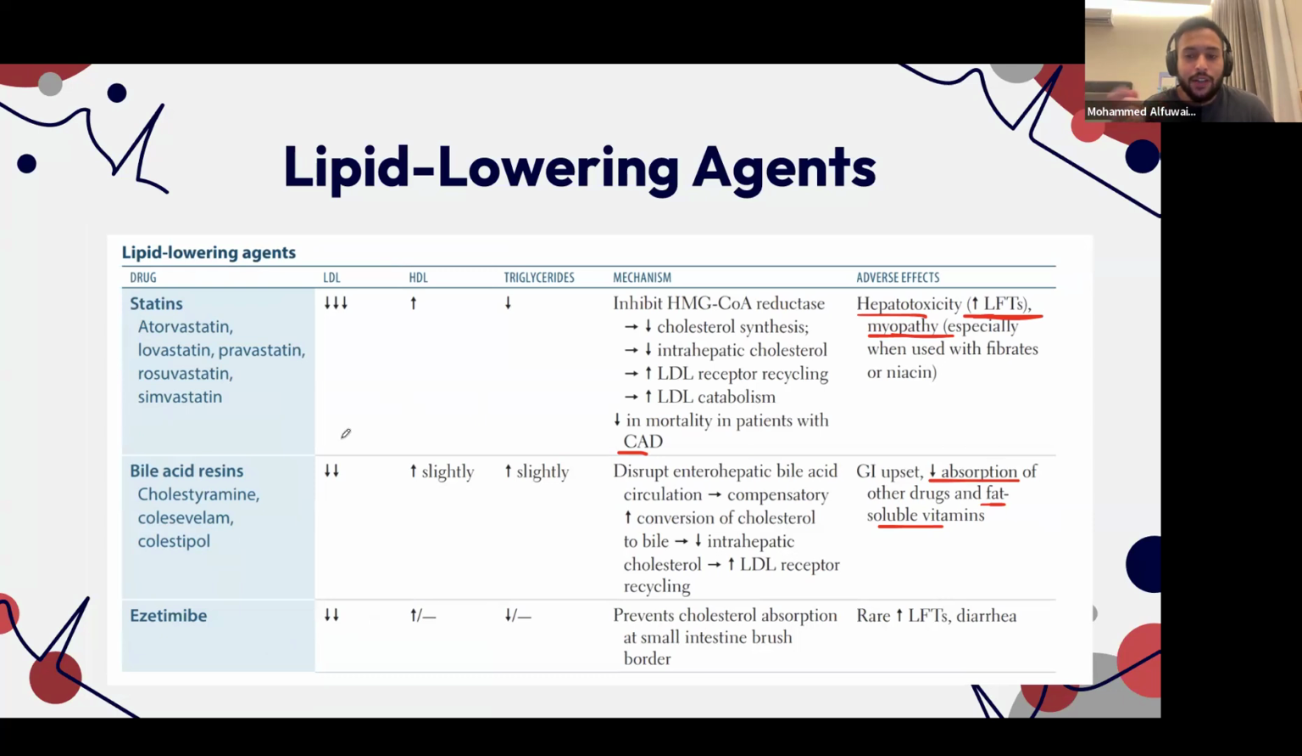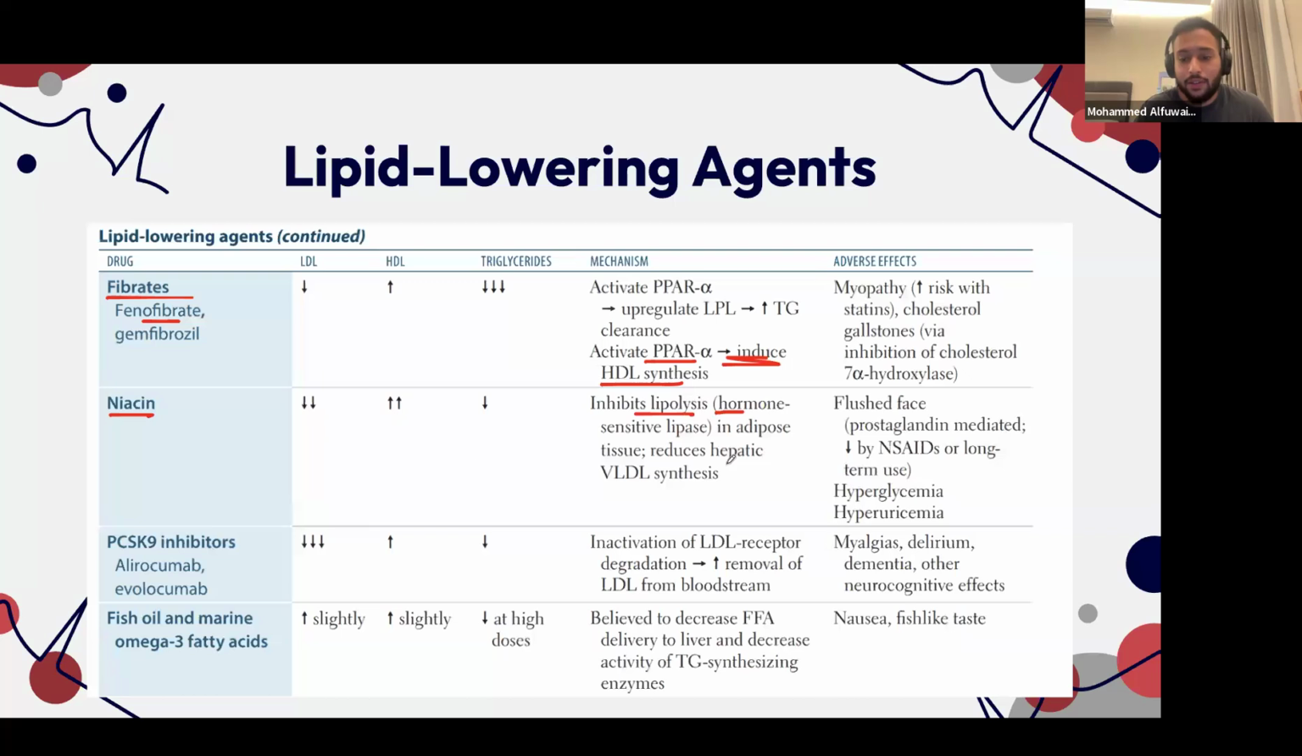Aspirin. Do you give it before or after you give the niacin? Before, excellent. You give NSAIDs, aspirin, before niacin to prevent the flushed face, okay? Because it's prostaglandin mediated, and as you know, NSAIDs inhibit cyclooxygenase, which will decrease prostaglandins, okay?